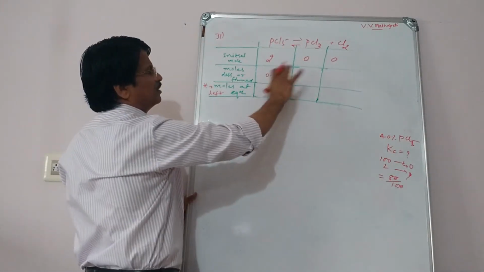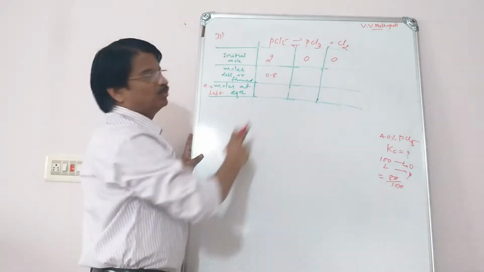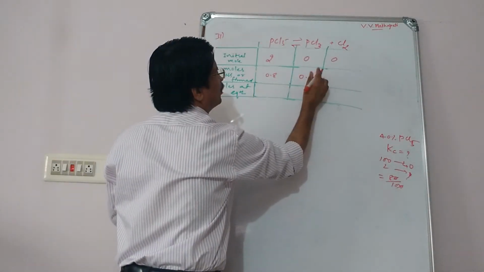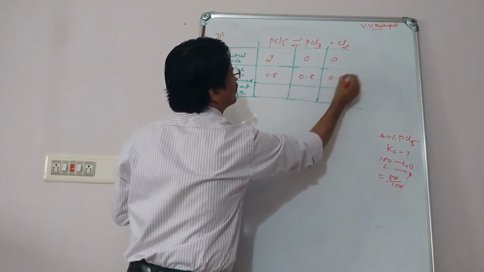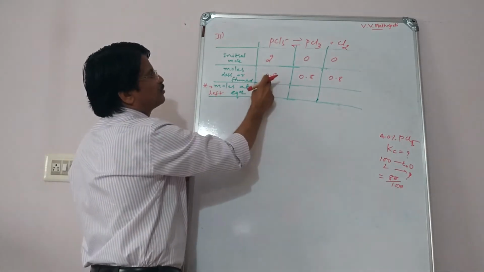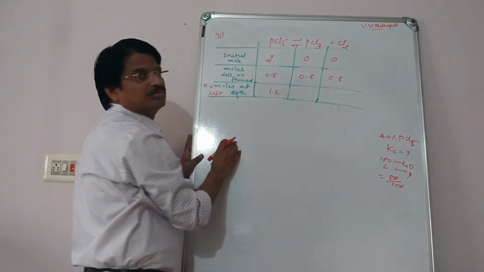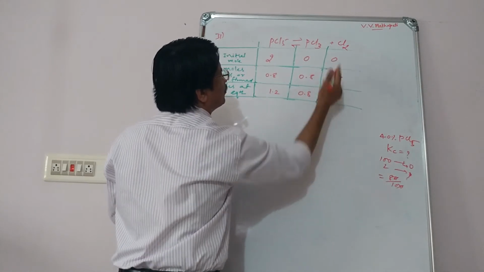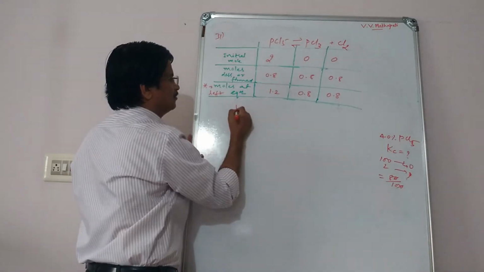Now we refer to this directly. 1 mole gives 1 mole, 1 mole. Therefore, 0.8 gives 0.8, 0.8. And what's at equilibrium? 2 minus 0.8, 1.2. 0.8 plus 0, 0.8. Then find out Kc by using the formula.